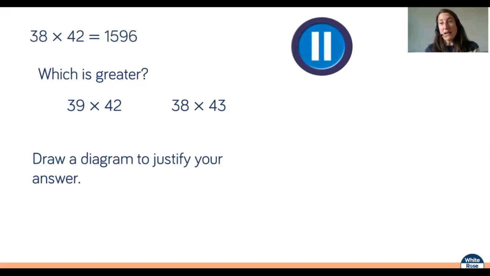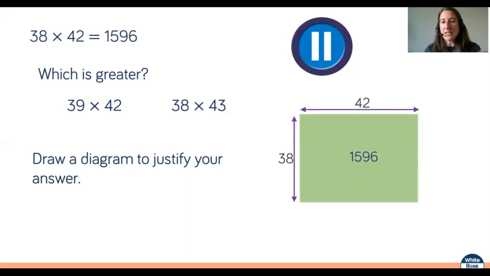Now, some students might go straight to a written method there and calculate 39 multiplied by 42 and then 38 multiplied by 43. But actually, in this case, that's really inefficient, and we really want them to think about it in a different way, and we really want them to develop that number sense. And I think it's the diagram that helps them on that journey.